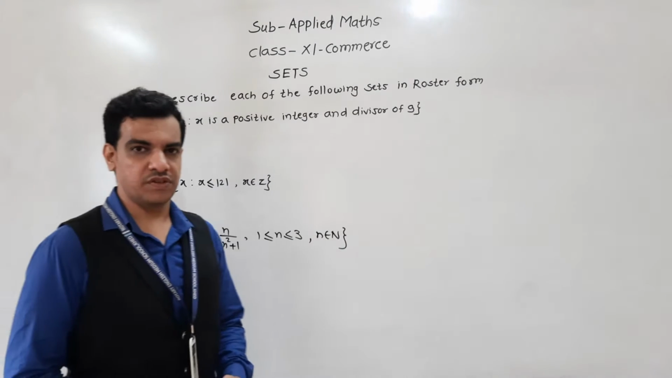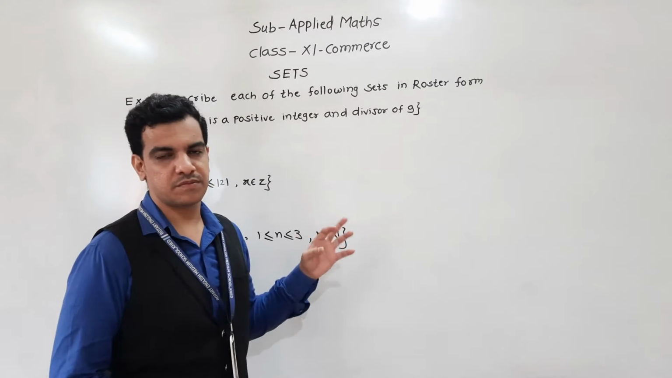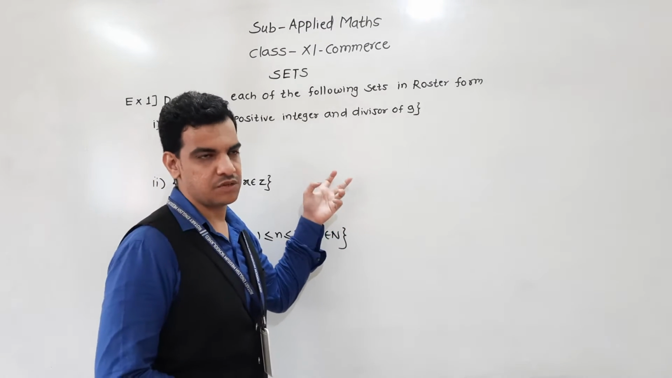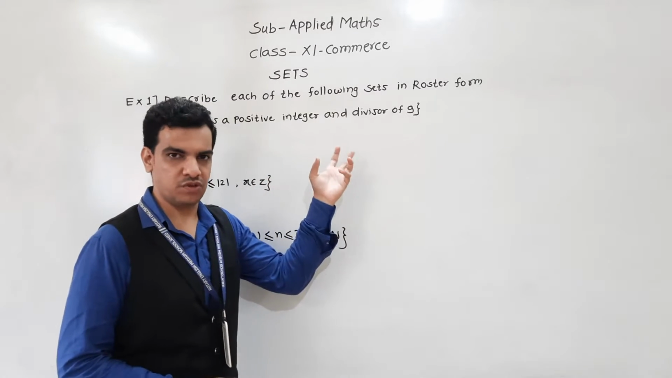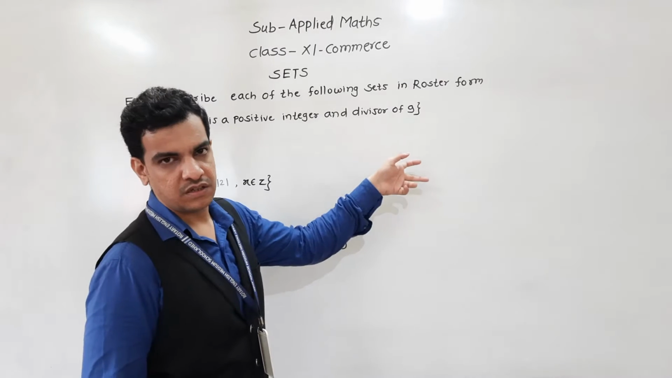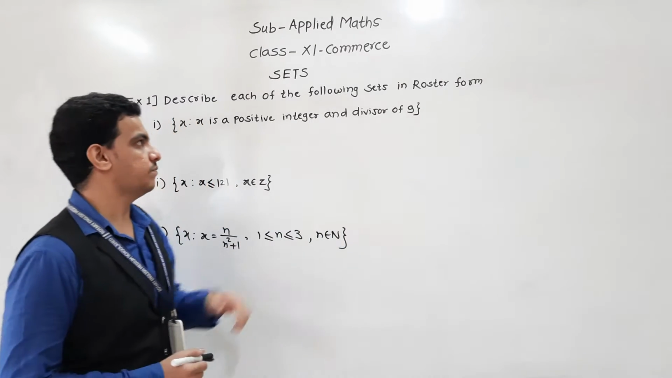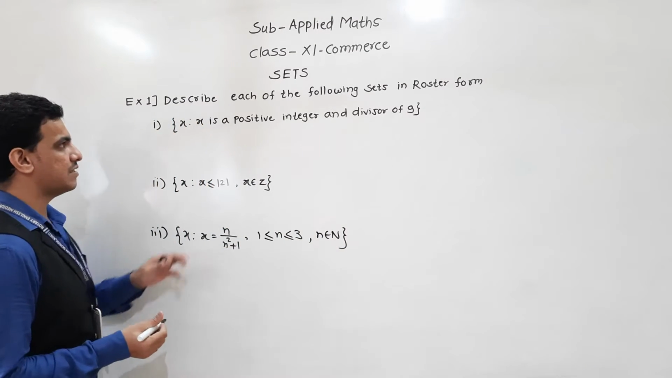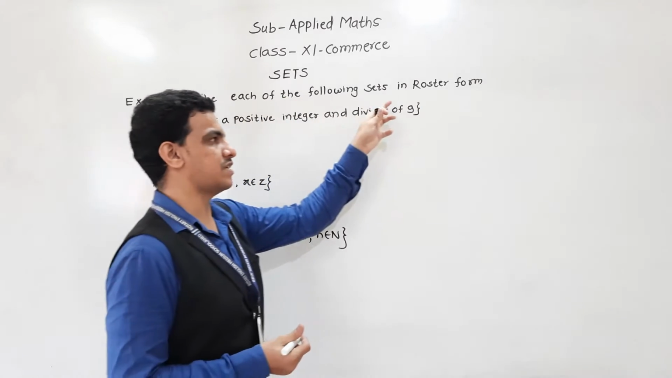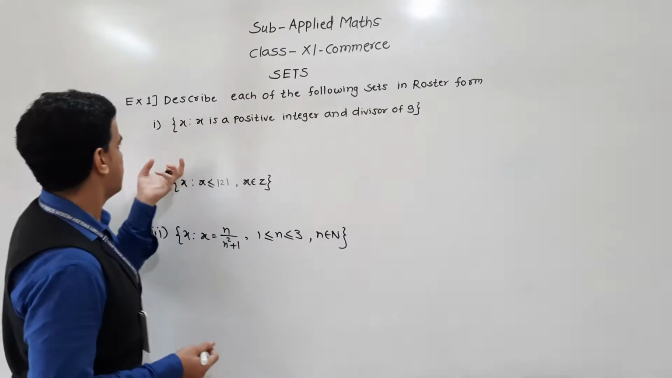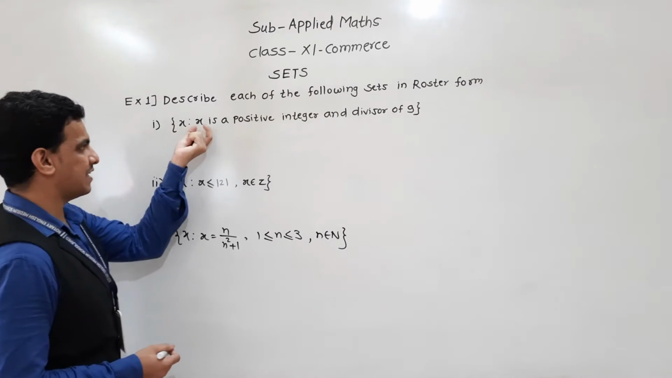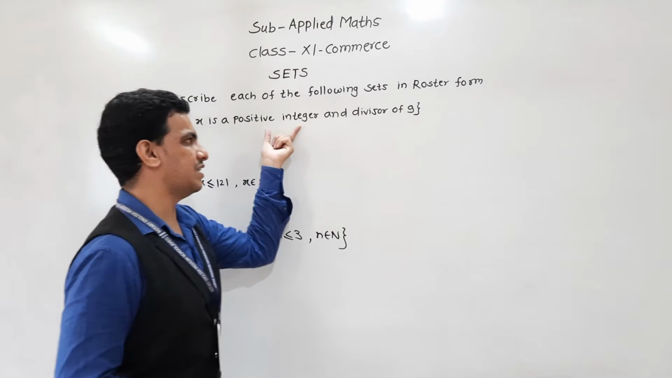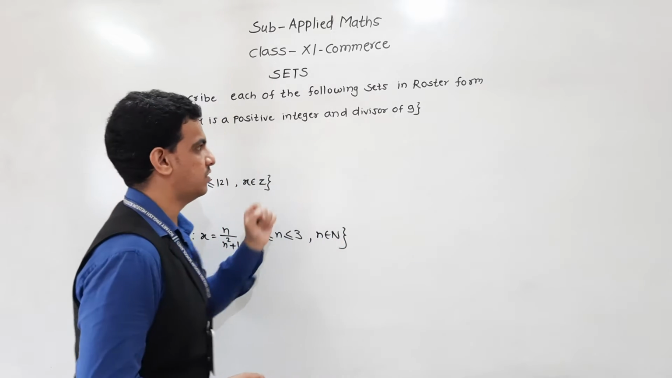Hello students, today we are going to take some more examples based on descriptions of sets, that is the set builder form and roster form, and then we will take types of sets. Okay, so first example is describe each of the following sets in roster form. So here first is set of all x such that x is a positive integer and divisor of 9.